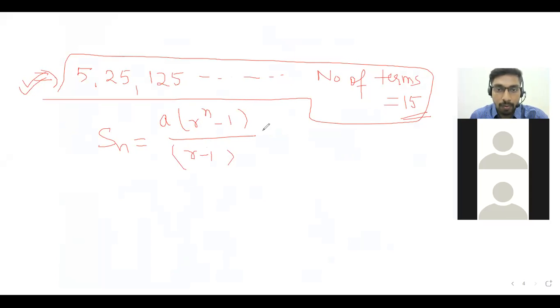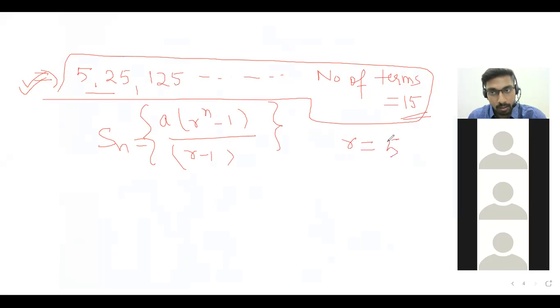Okay, why I wrote this formula, and not a into 1 minus r to the power n upon 1 minus r, just because the value of r here equals 5, which is greater than 1. And the value of a is also equal to 5. So you can put these two values.